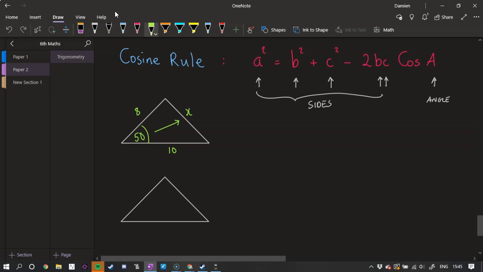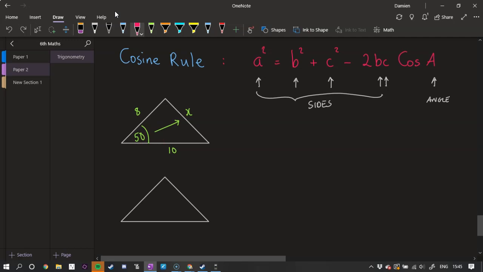So this is where we use the cosine rule. If we have a side that's unknown and we have the angle that's opposite it, so in this case we've got x and we've got 50, and as long as you have two sides on either side of the angle 50, then you can use the cosine rule. So that's what we're aiming for if we're missing one side.